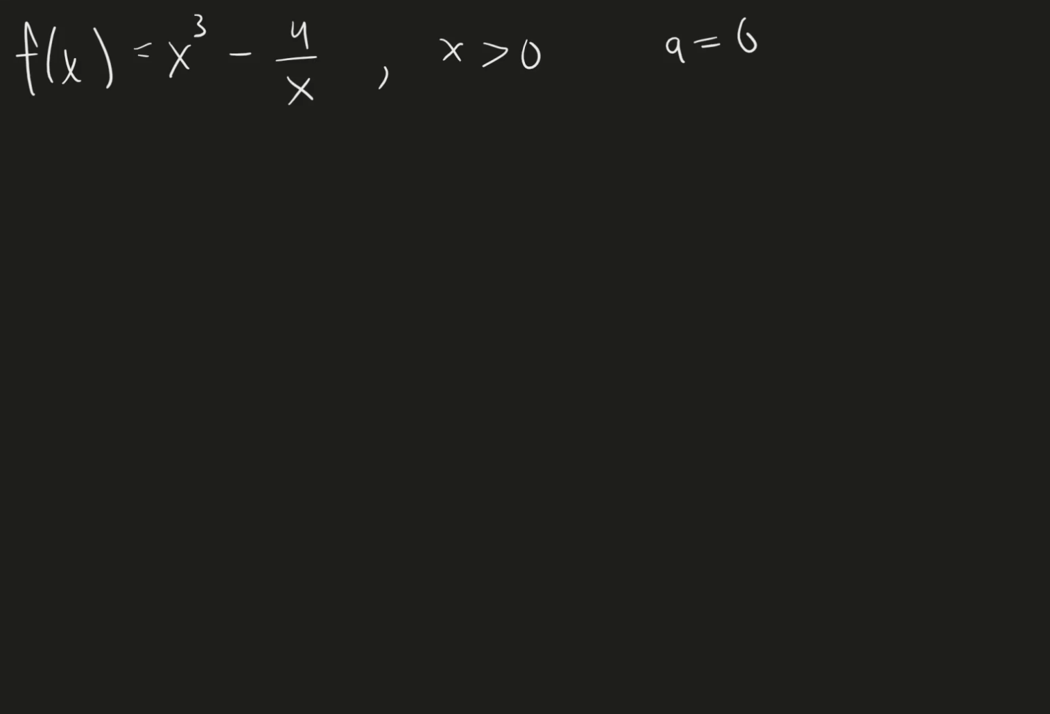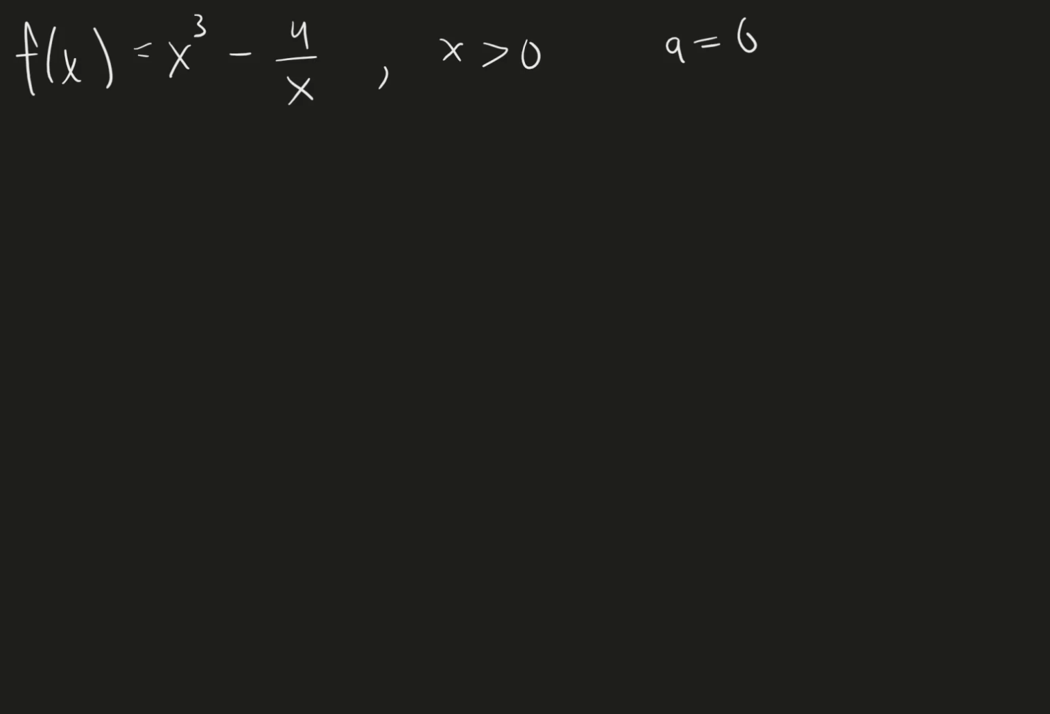Alright, we are going to do another derivative of an inverse function. This time for f of x, which is x cubed minus 4 over x, and we're going to do that at a value at a equals 6. We're only going to be looking at the domain of this function where x is greater than 0.